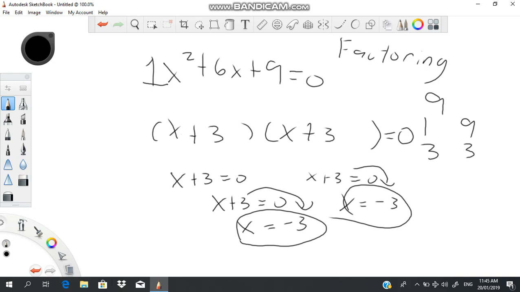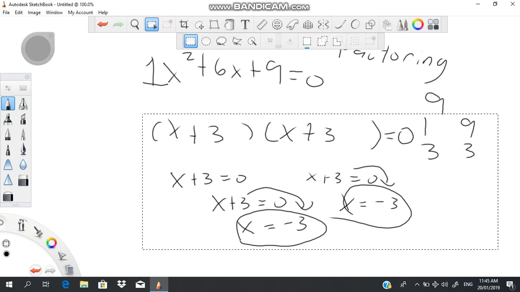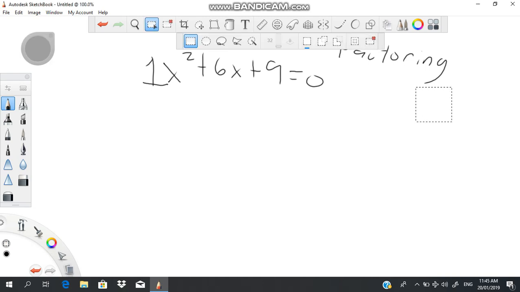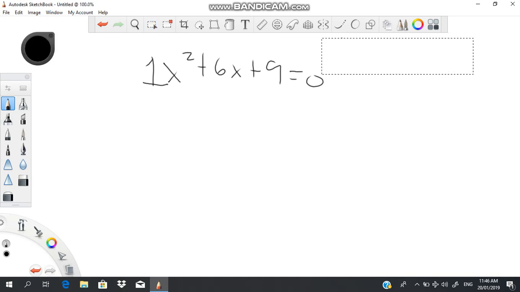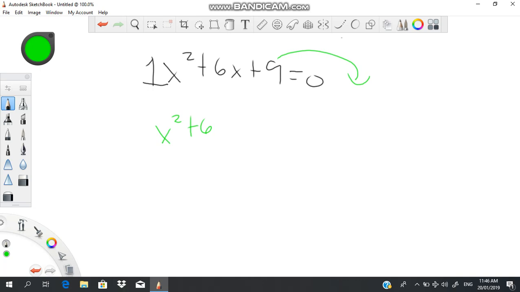Now we're going to do the second method, completing the square. So this is how you complete the square. You're going to write the equation, but the letter C is going to the other side. So it's going to be like this. C is going to the other side. So x squared plus 6x equals negative 9.